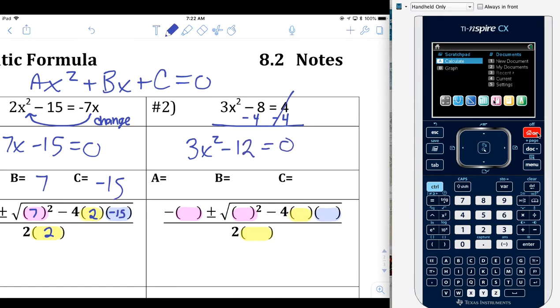Okay, be careful. Your a is 3. You do not have any b's. I'm going to make a note of that. There's no x's. That's why your b is 0. And your c is the negative 12. So we're going to put a 0 in the first 2 parentheses. That's my b. A 3 in the yellow. That's my a. And a negative 12 where the c is.